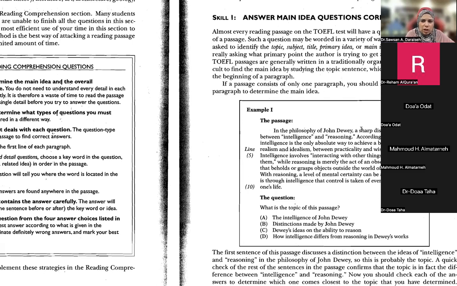Look, if you read, in the philosophy of John Dewey, so John Dewey has some kind of philosophy, what does he say? A sharp distinction is made between intelligence and reasoning. So John Dewey distinguishes between the meaning of intelligence and the meaning of reasoning. And there's more, but we're not going to read it, because all of it for us does not mean anything now, because we don't want to learn about the difference between intelligence and reasoning.